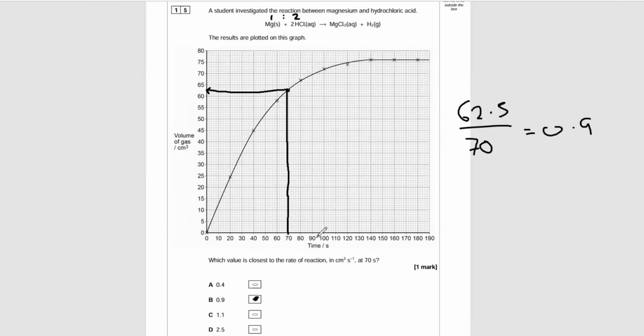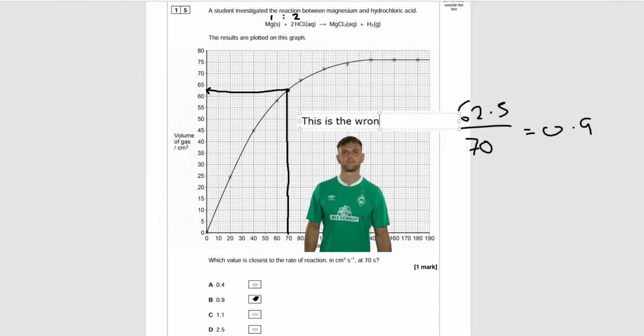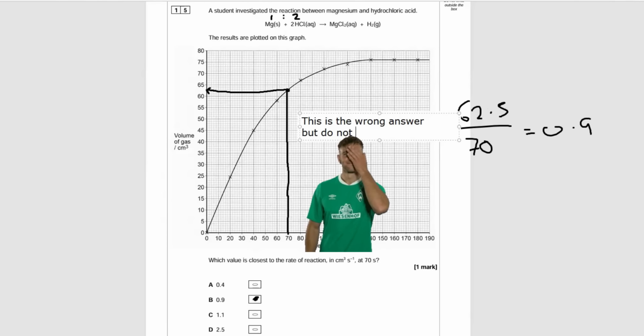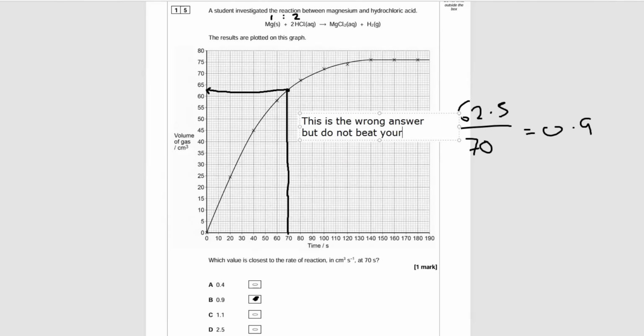And I think, don't beat yourself up, right? Don't slap yourself in the face if you got this, because that's quite standard for us to think that that is the answer, but it's not. This is the wrong answer. So how do we find the right answer?